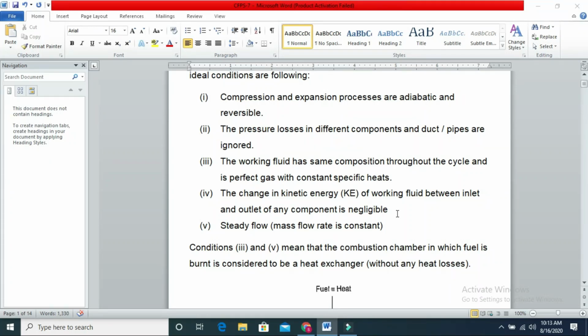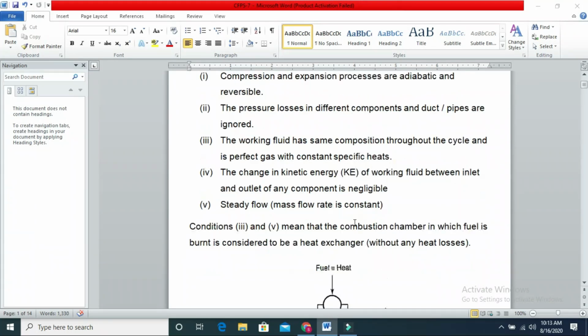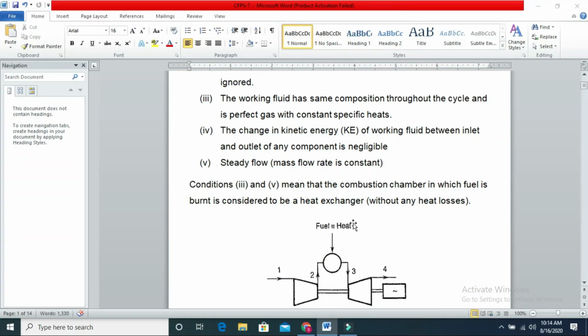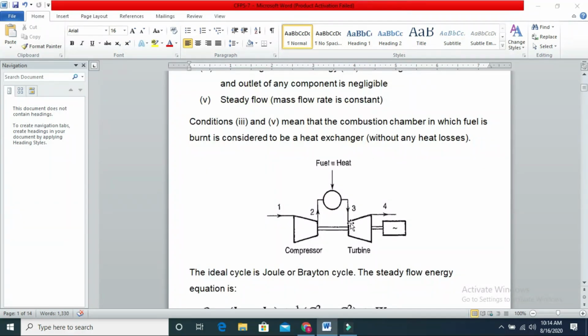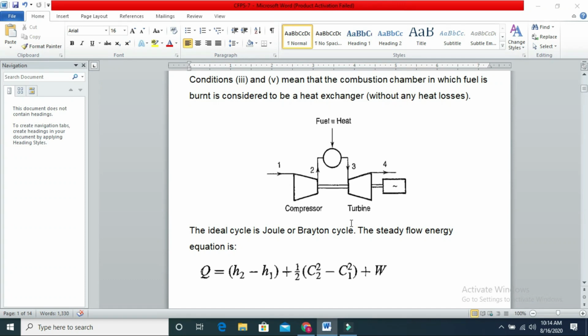Then point number 5, steady flow is assumed. The mass flow rate is constant, mass flow rate is same in all the components. In the actual case, the mass flow rate can vary because due to combustion process, due to addition of fuel, the mass flow rate can change. In the ideal cycle, we are assuming the combustion process as a simple heat exchange process. We are assuming that only the heat is transferred from fuel to the working fluid.